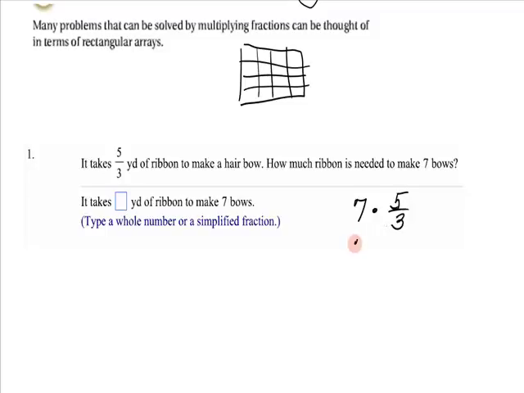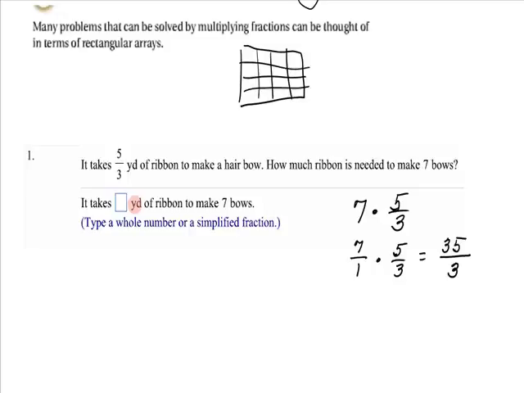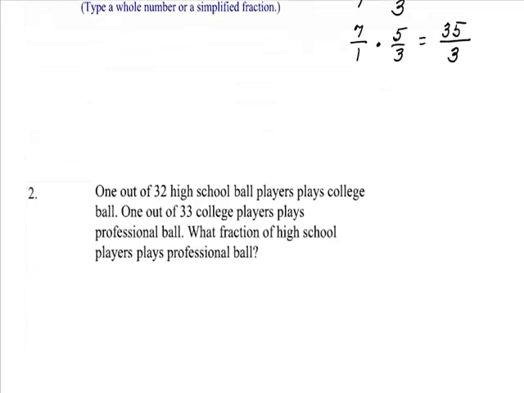To do that, I'm going to write the 7 as 7 over 1 times 5 over 3. Multiply the tops for 35. Multiply the bottoms for 3. It takes 35/3 yards of ribbon to make those bows. I know that later we will change that to a mixed number, but for right now we're going to leave it improper. The yards is already in the answer statement, so you don't have to put the units. All right, let's take a look at number 2.